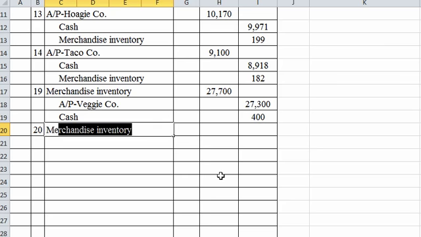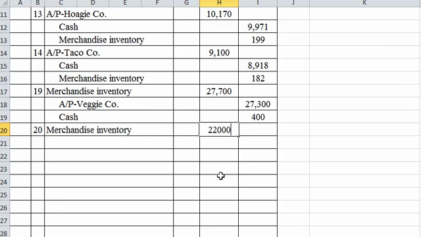So here we'll debit merchandise inventory for $22,000, and we'll credit A/P, Caesar Salad Company, for $22,000. You guys, I think you'll find these transactions a little easier to journalize because they're fairly repetitive, as you're probably noticing. When we were in Chapter 2 making journal entries, they were all over the place, all different types of transactions.